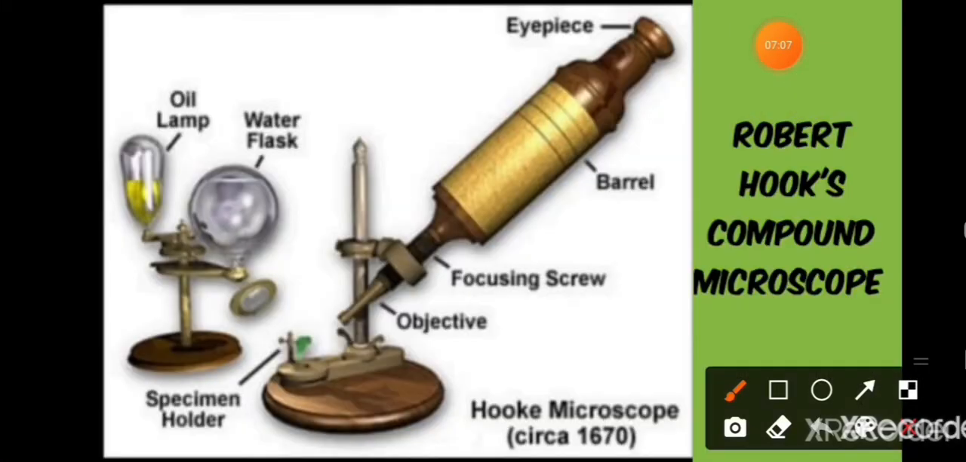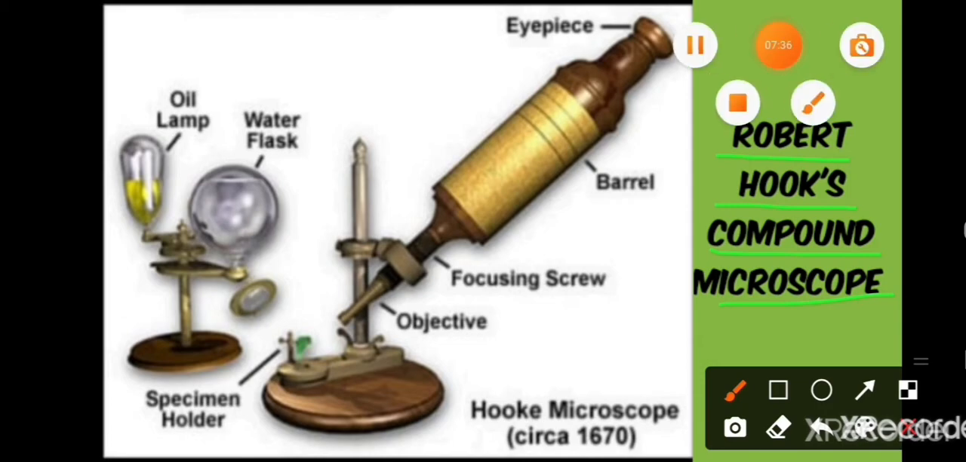This is the picture of the compound microscope. This was invented by Robert Hooke, so it is named Robert Hooke's compound microscope. You can see here it has two lenses. Two lenses are present. And it was made in 1663.